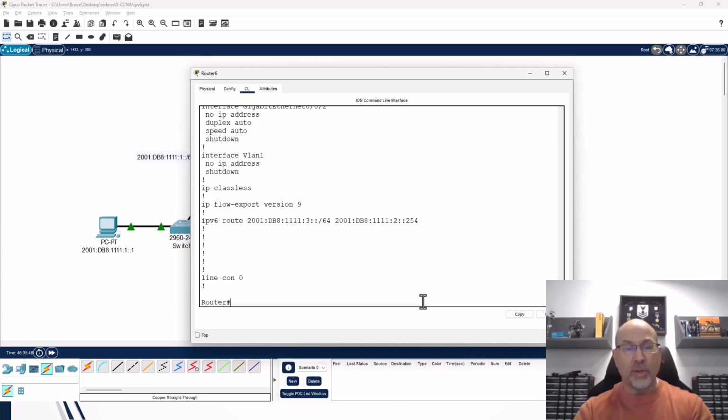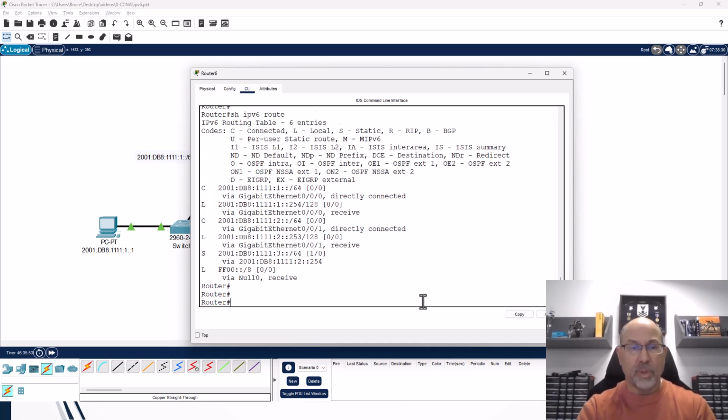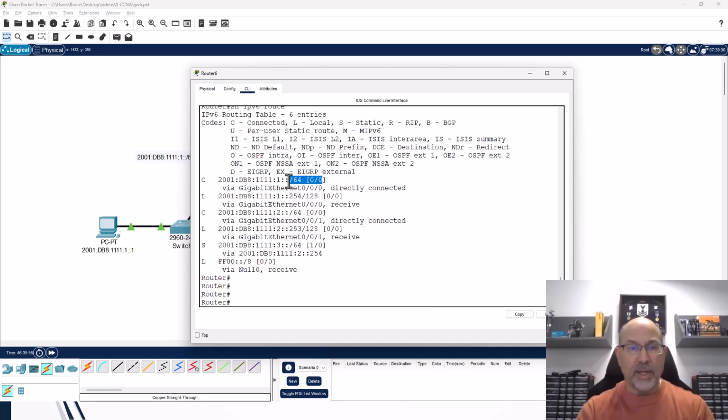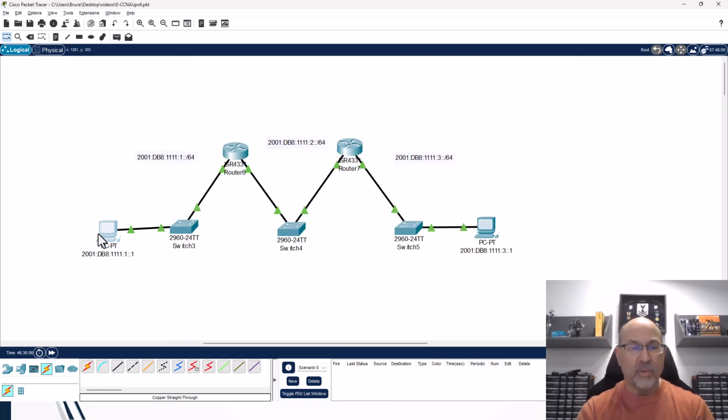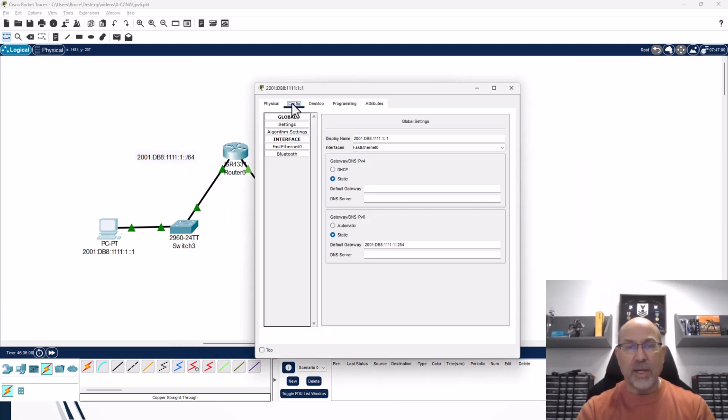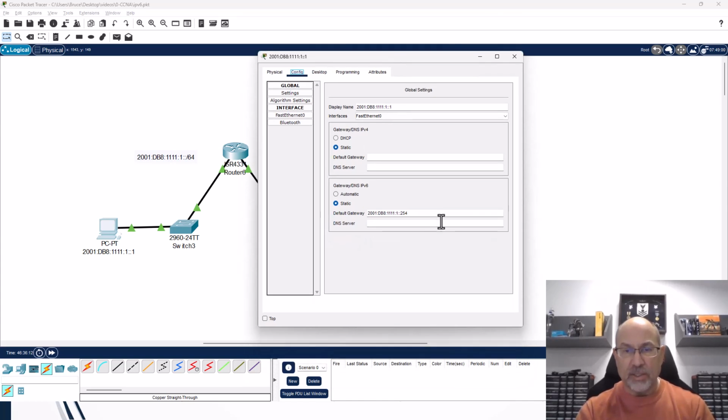Well, let's take a quick look at that routing table. And here we have it. Directly connected to the 1 subnet, directly connected to the 2 subnet, and I have a static route to get to the 3 subnet via 2::254. Now I also have a couple of hosts out here. Now the host addressing might be a little confusing. Hopefully you can see this.